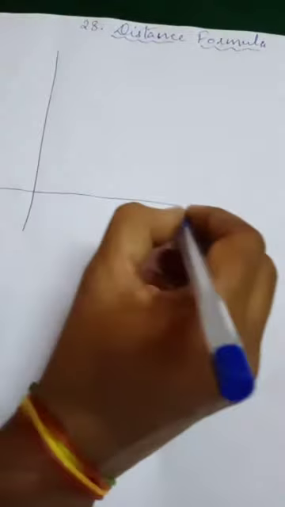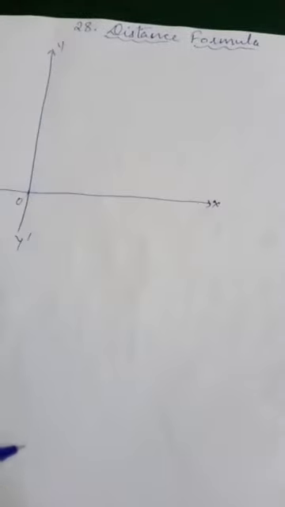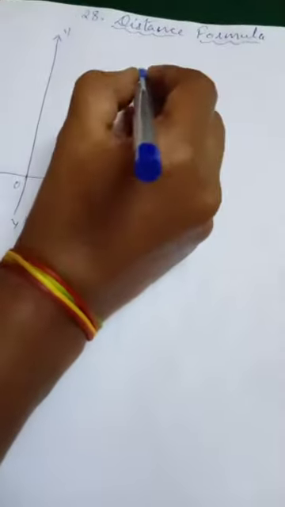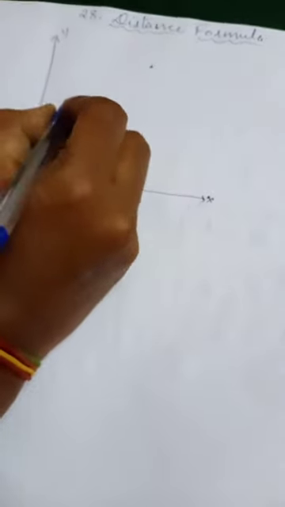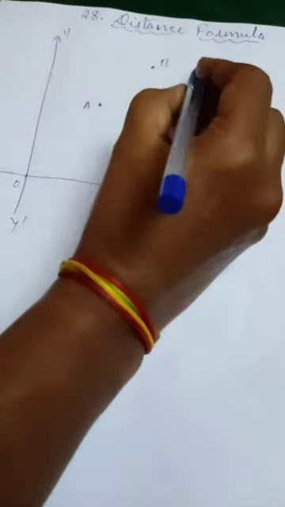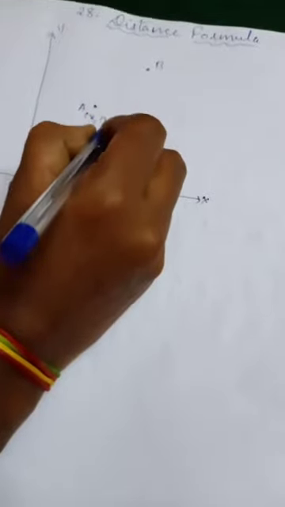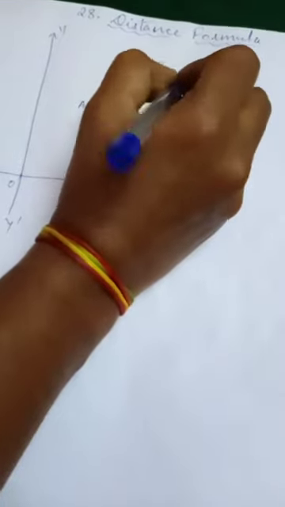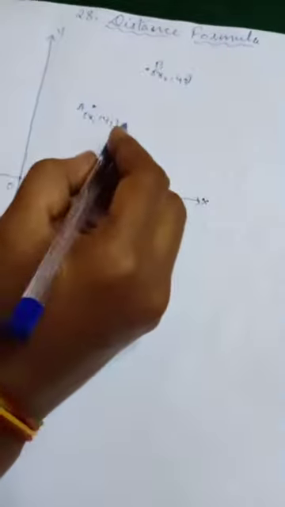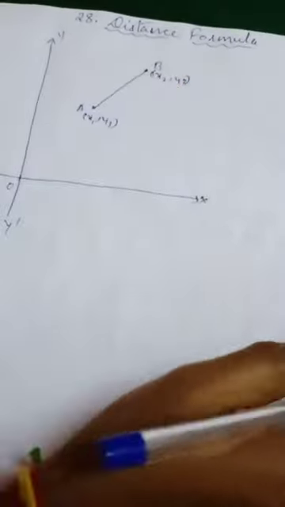This is a coordinate system with x-axis as well as y-axis. This is the origin. So let us consider 2 points. This is A and this is B. I'll write A as x1 comma y1, then B as x2 comma y2. So A and B are the 2 points here. Let us join these points.